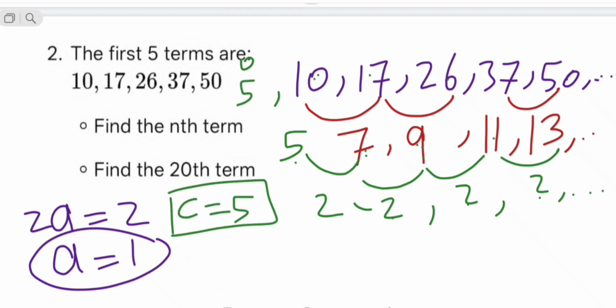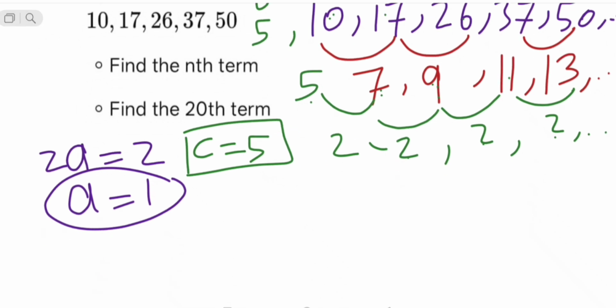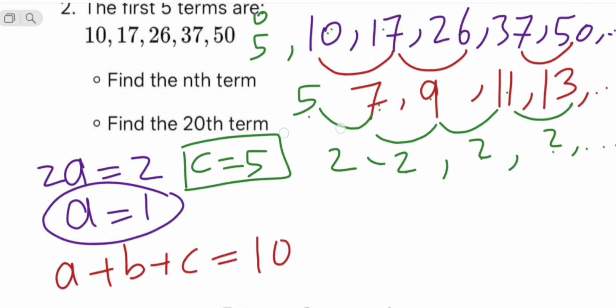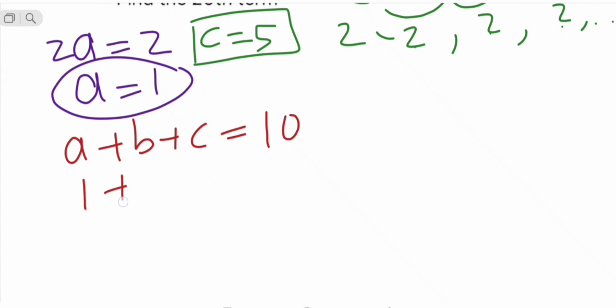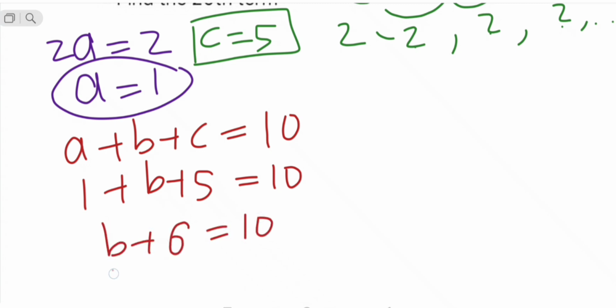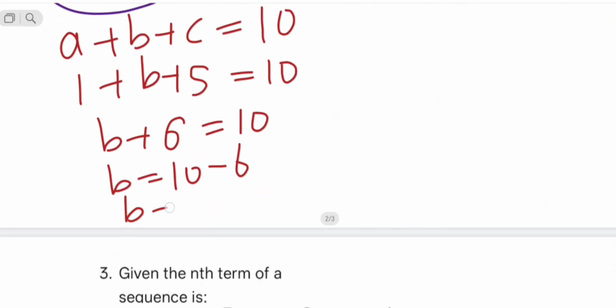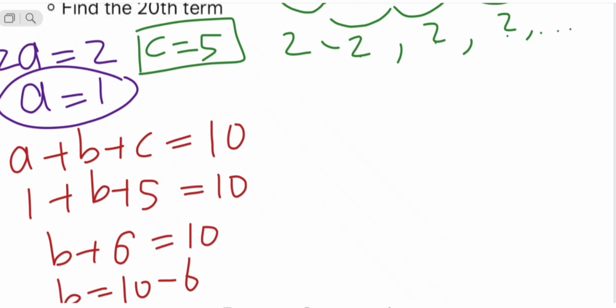5. Now we want to find the value of b. So a plus b plus c equals the first term, which is equal to 10. This is the first term. So what is a? Equal 1. B we will find. C equals 5. So 5 plus 1 equals 6. So b equals 10 minus 6, which equals 4. So we have the values of a, b, c.